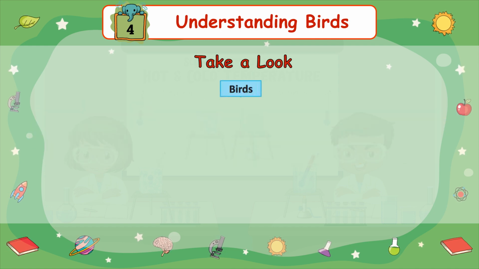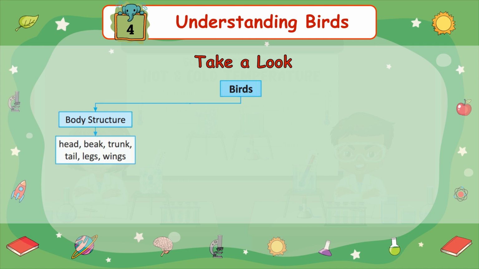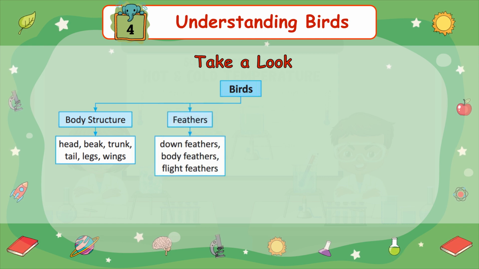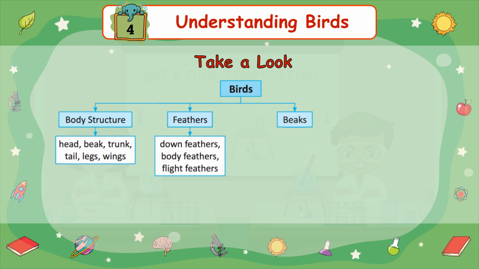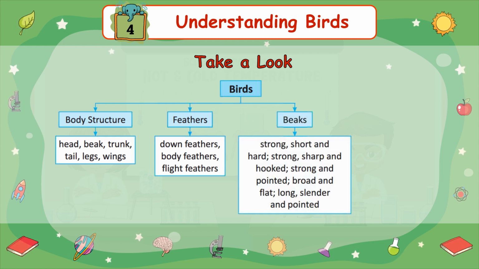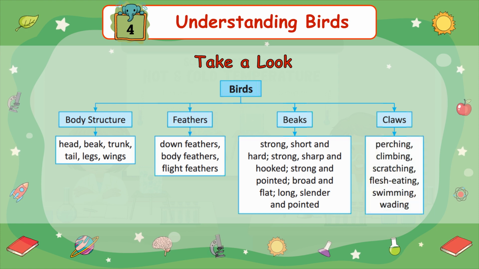Take a look. Birds. Body structure. Head, beak, trunk, tail, legs, wings. Feathers. Down feathers, body feathers, flight feathers. Beaks. Strong, short and hard. Strong, sharp and hooked. Strong and pointed. Broad and flat. Long, slender, and pointed. Claws. Perching, climbing, scratching, flesh eating, swimming, wading.